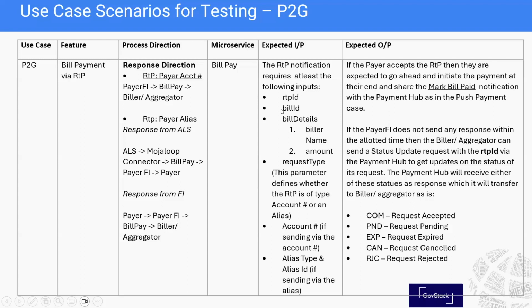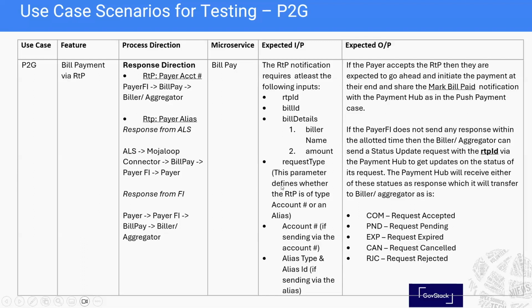Then the bill ID to identify a specific bill for which the request is being made. The bill details have to be there. Now, since we do not have any bill inquiry in this process, all of this information is being sent by the biller and aggregator. Again, important thing to note is that none of this information is stored within the payment hub. And since it's the biller or aggregator generating the request, of course, they have that information already stored. So they send the biller name, the amount that they are requesting, and then the request type, whether it is routed directly towards the account or towards an alias.